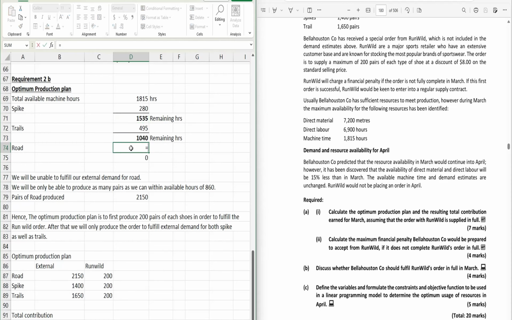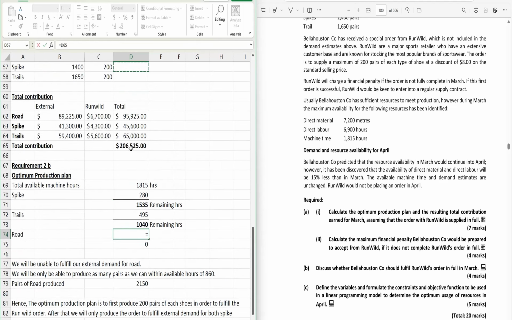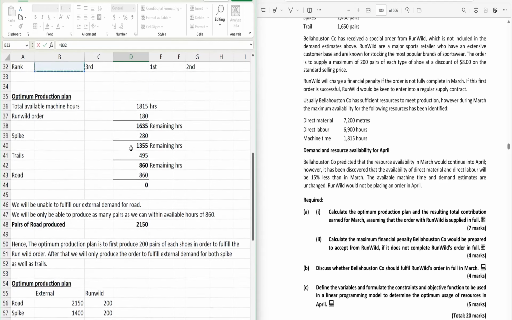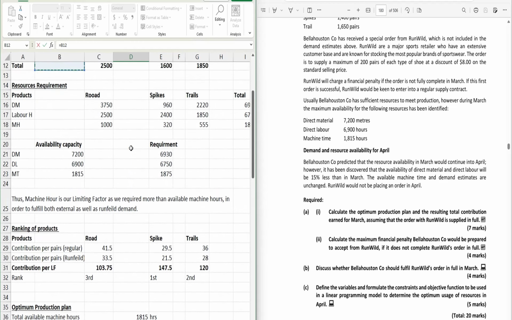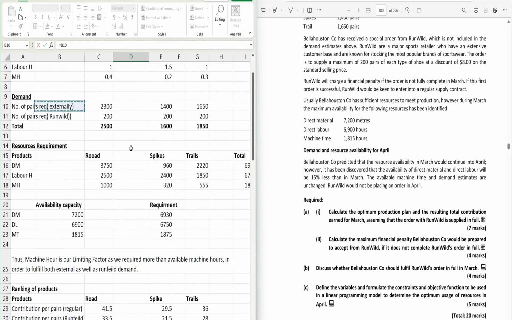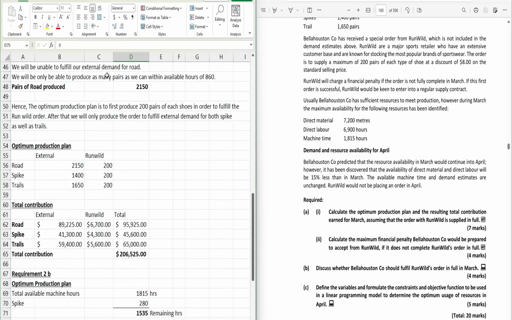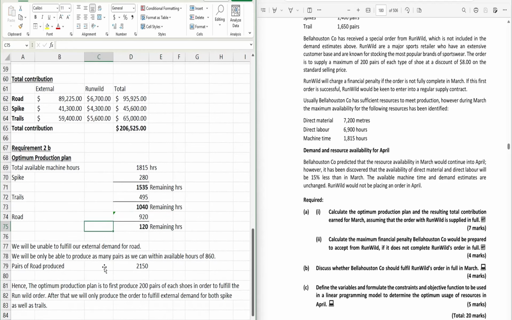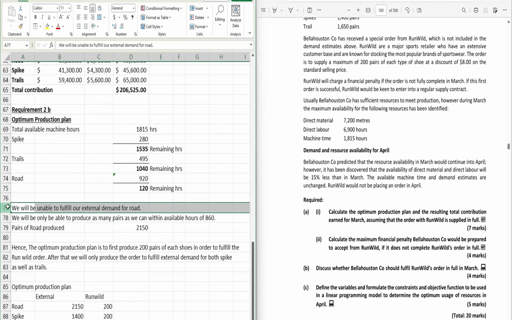So now for road, what are the machine hours required to fulfill the road demand? The road demand is 2300, so we will multiply it with the machine hours of road, 0.4. That means we need 920 hours. So how much are we still left with? We are left with 120.